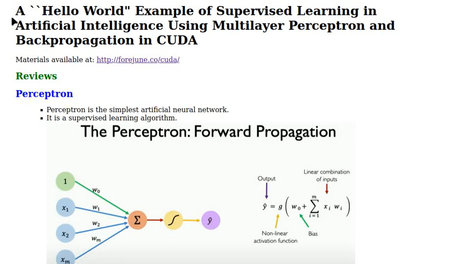In this video, a Hello World example of supervised learning in artificial intelligence using multi-layer perceptron and backpropagation in CUDA is a follow-up of the MLP video we posted a month ago. Here, we visit the same examples, but implement them using CUDA. Billy will first give us a review of what we discussed last time.